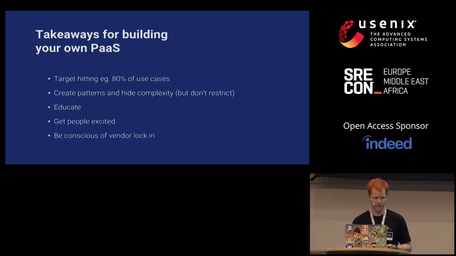So the takeaways from all this: target hitting 80% of your use cases. We had that paved road idea where we were focusing mostly on Rails and Golang. That solves 80% of our use cases. The 20% that are harder, we can either solve later, or we can make changes so that those go away. Create those patterns, hide complexity. That's really important because people don't want to learn complex systems, and don't restrict at the same time. And be conscious about vendor lock-in.